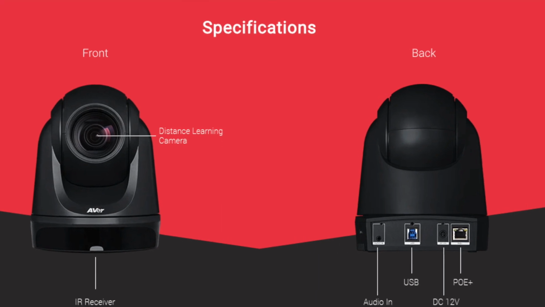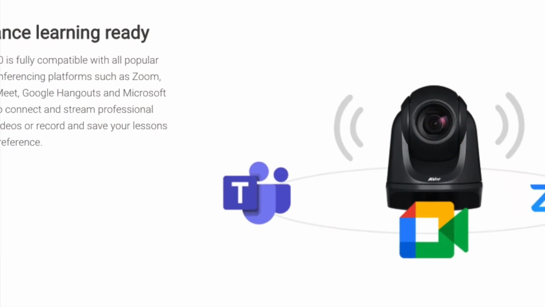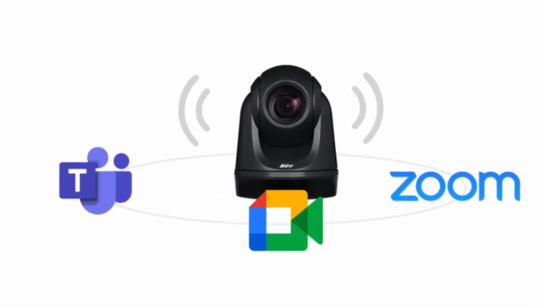So this is one of our latest auto tracking cameras. The DL30 is basically meant to be mounted somewhere towards the back of the classroom. Depending on how your classroom is set up, you can have it on a tripod pointing towards the teacher, the educator. And basically what this camera does is it uses artificial intelligence to effectively track full or half body movements.